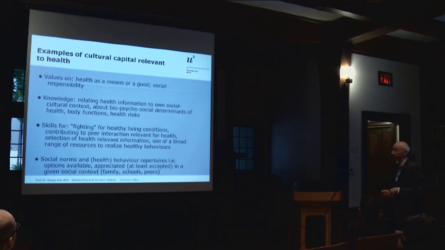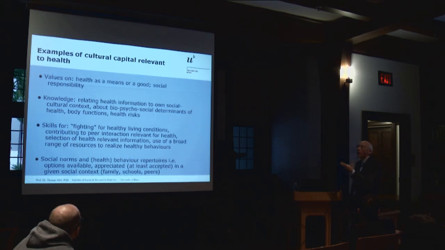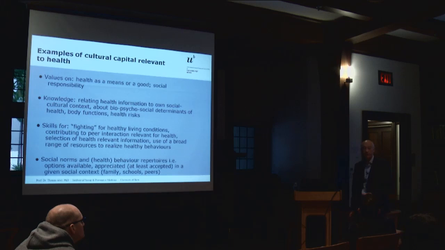Knowledge about the determinants of health is part of it. What makes me sick? What improves my health? I should work out regularly. It is also that, for example, in this neighborhood, there are no playgrounds for my kids. I cannot send them out. It just doesn't exist. The knowledge about the social determinants of health is part of people's cultural capital.